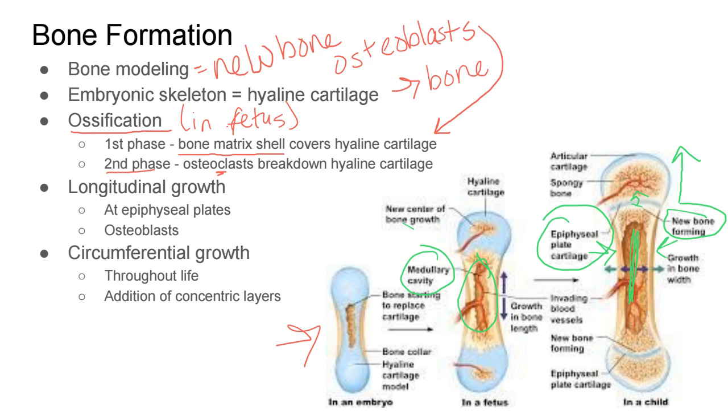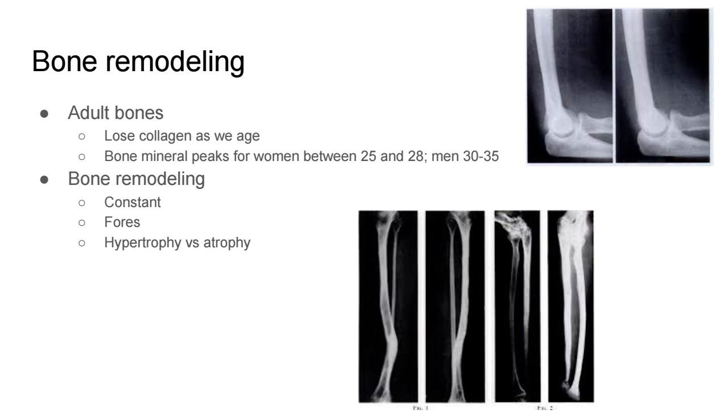Now, our bones can get bigger throughout, even as an adult, as in bigger around, they're just not longer. So circumferential growth, growing in a circle here, is going to occur throughout lifetime. And what's happening here is we're laying down extra bone on the outside. The osteoclasts will break down some of the inner layers, while the osteoblasts are laying down new bone on the outsides. So as an adult, our bones can be remodeled.